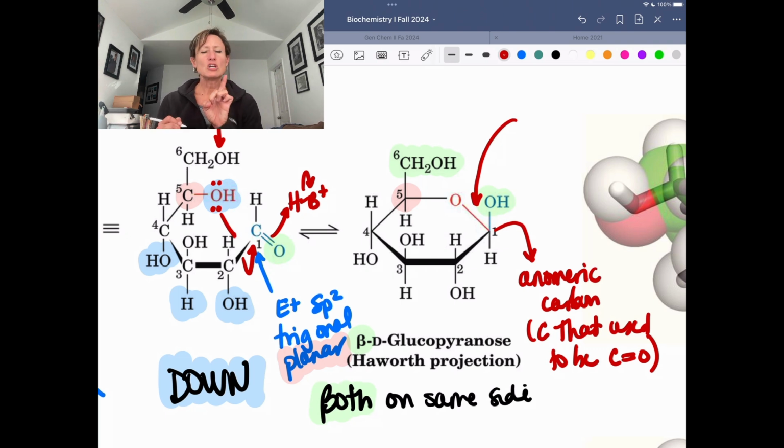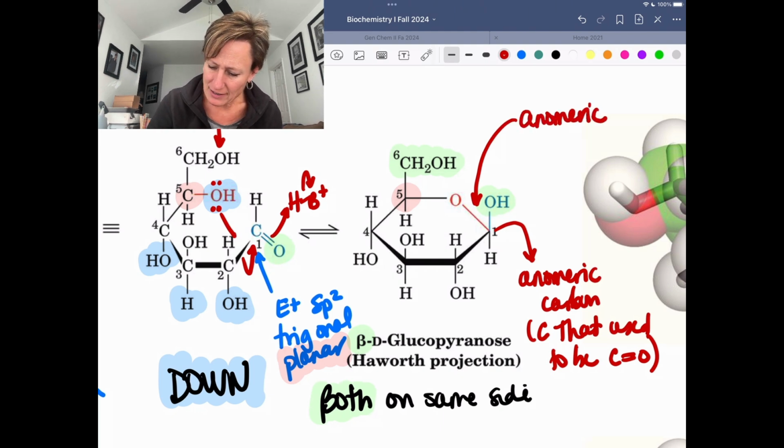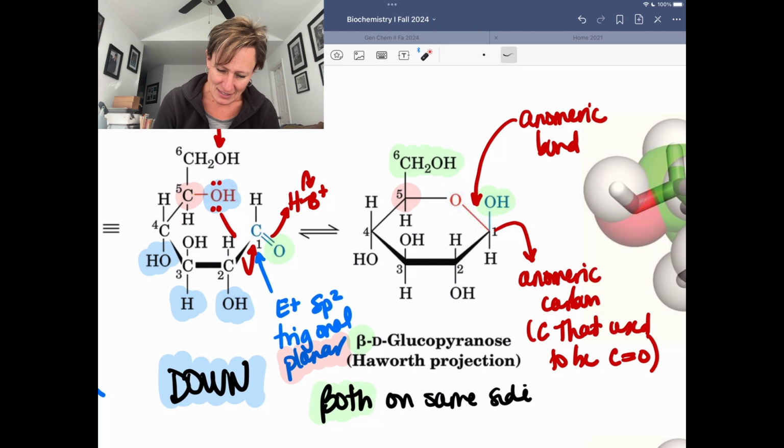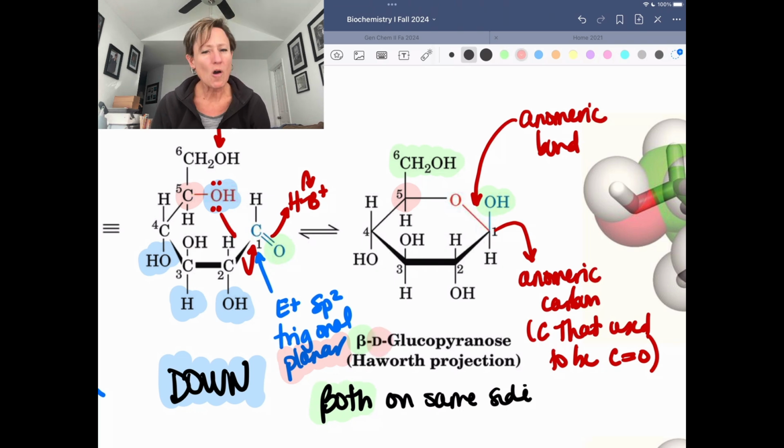I'm going to label this new bond that we formed when we cyclized that sugar. This I'm going to call the anomeric bond. That's a new bond that's formed to the anomeric carbon when we cyclize this sugar. So that's how we identified the beta piece, reminding us this carbon atom here is the penultimate carbon atom. That's the carbon atom that we get the D stereochemistry from. So I'm just going to label that.